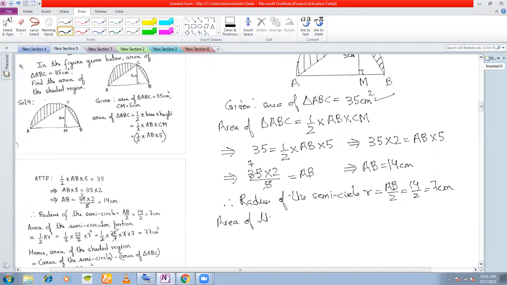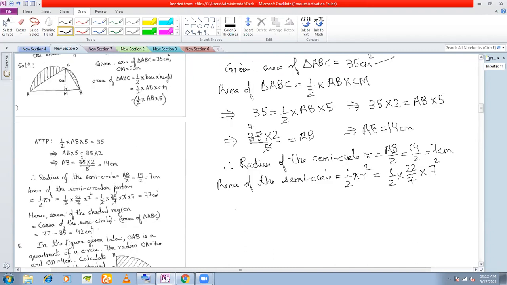Area of the semicircle, half pi r square, equal to half into, put the value of pi. They have not mentioned anything, you can take 22 by 7 into 7 square. So this comes to half into 22 by 7 into 7 into 7. So one 7 cancels here, and this cancels. So 77 centimeter square you are getting.